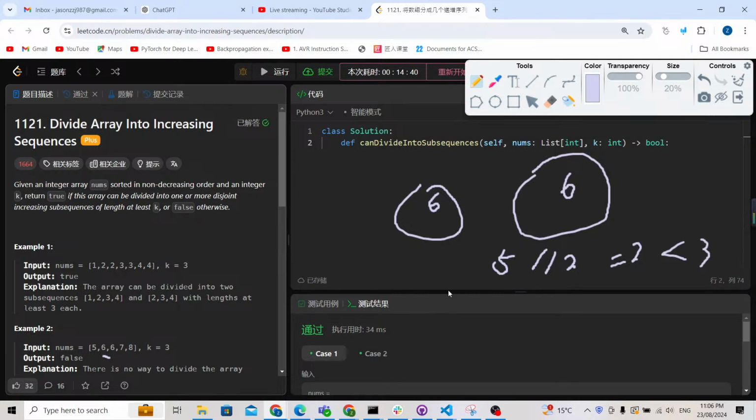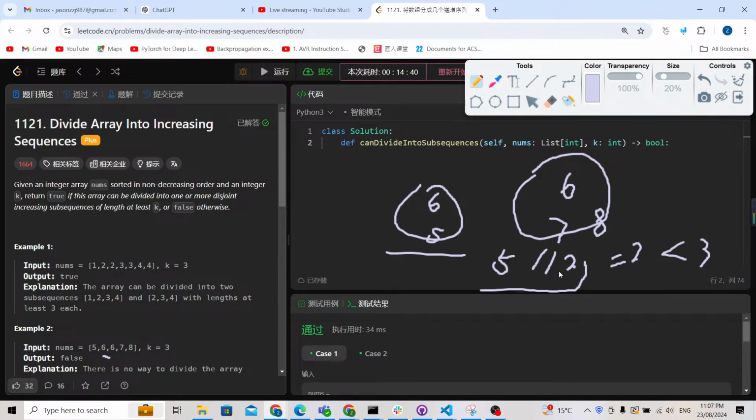So what this means is that we can put a 6 here. So we still have 5, 7, and 8. Maybe we put 5 here, maybe we put 7 here. But if we put 8 here, this is okay. But the left part is not okay because the length is 2. This is why we're going to use this kind of idea.